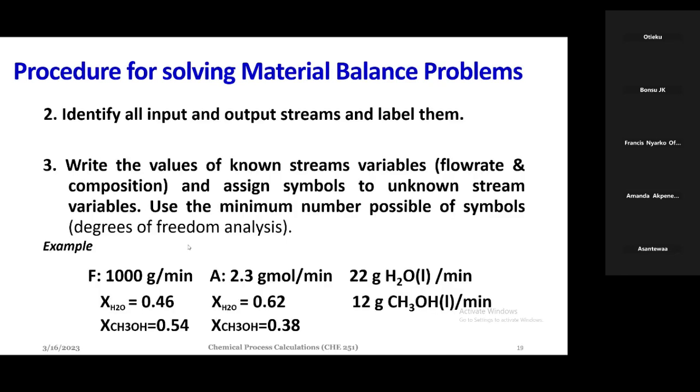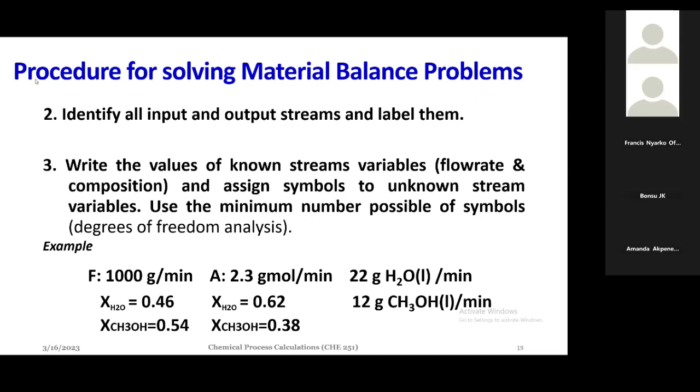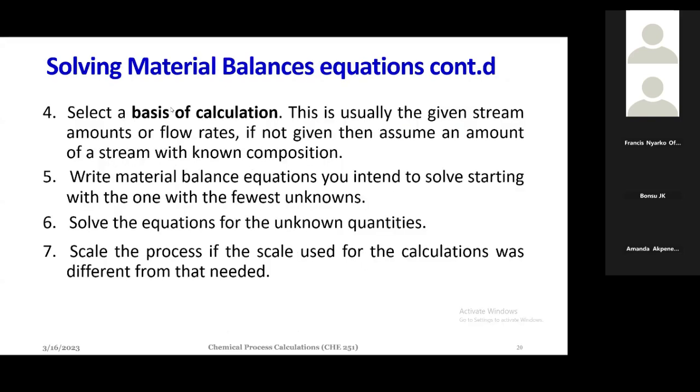The second one is to identify all your input and your output streams and label them correctly. The next step is to write the values of known stream variables and assign symbols to unknown stream variables. So for the streams that you do not know the actual values, make sure you assign variables to them, and make sure that the variables you are assigning to them are different from other ones. You should assign unique variables to them, right? So that you don't get confused.